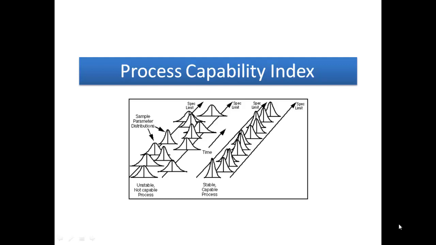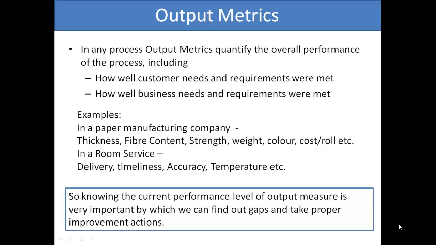Hello guys, in this video I am going to explain to you what process capability indexes are and what is their importance. In any process, output metrics quantify the overall performance of the process. By observing this, we can come to know whether all customer needs and requirements were met, whether all the business needs and requirements were met.